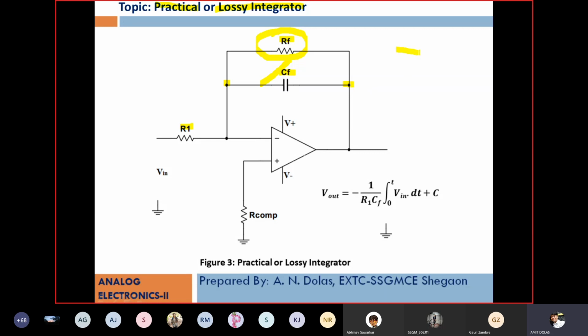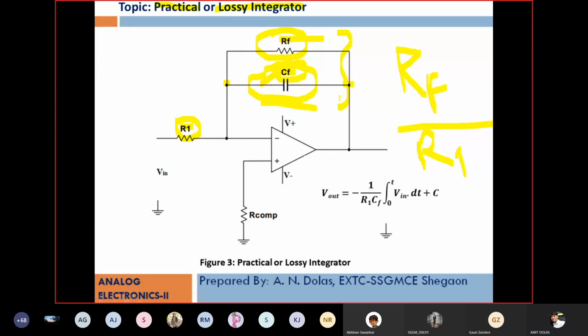This means for lower frequency, your gain will be decided by RF by R1, where the capacitor works like an open circuit. Later on, once this frequency is crossed, the gain will be decided by the reactance of the capacitor and the resistance R1. Because as it goes to higher frequency, the reactance of the capacitor will be less than RF. Then the effective impedance in this branch will be equal to the impedance of the capacitor.